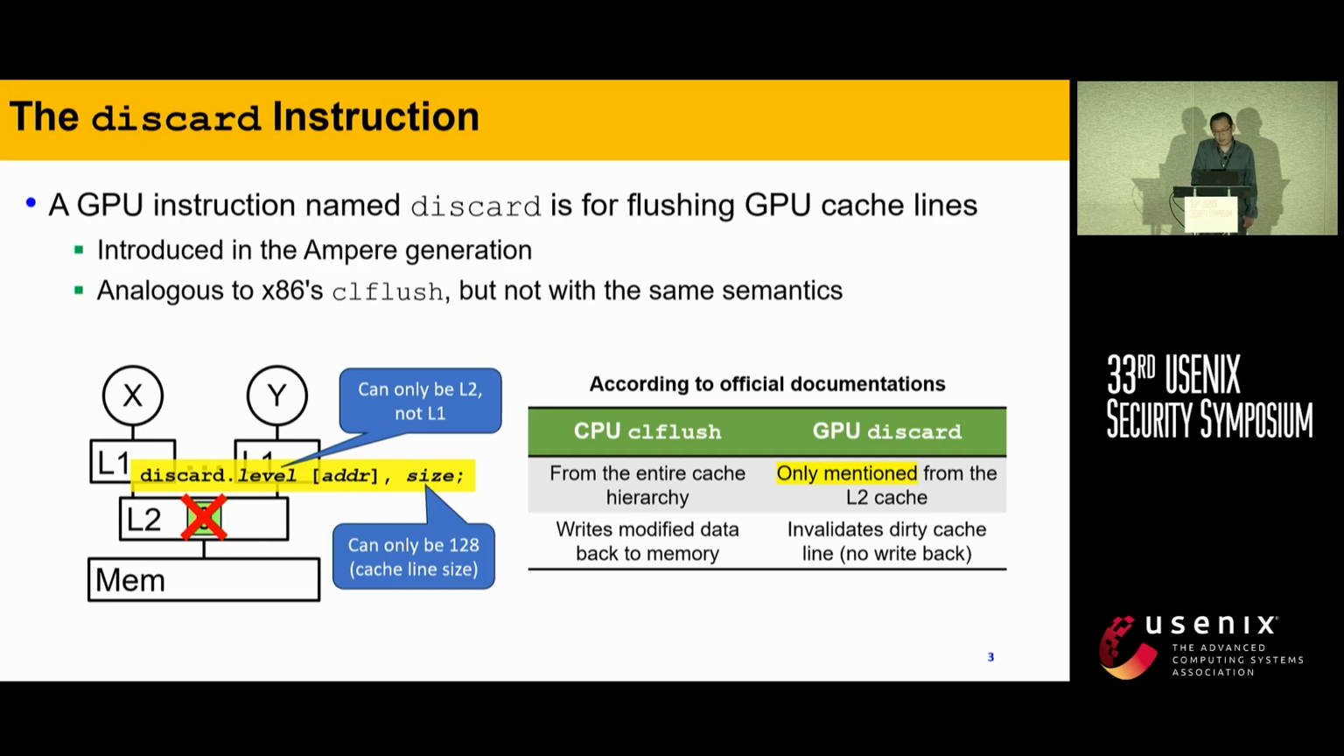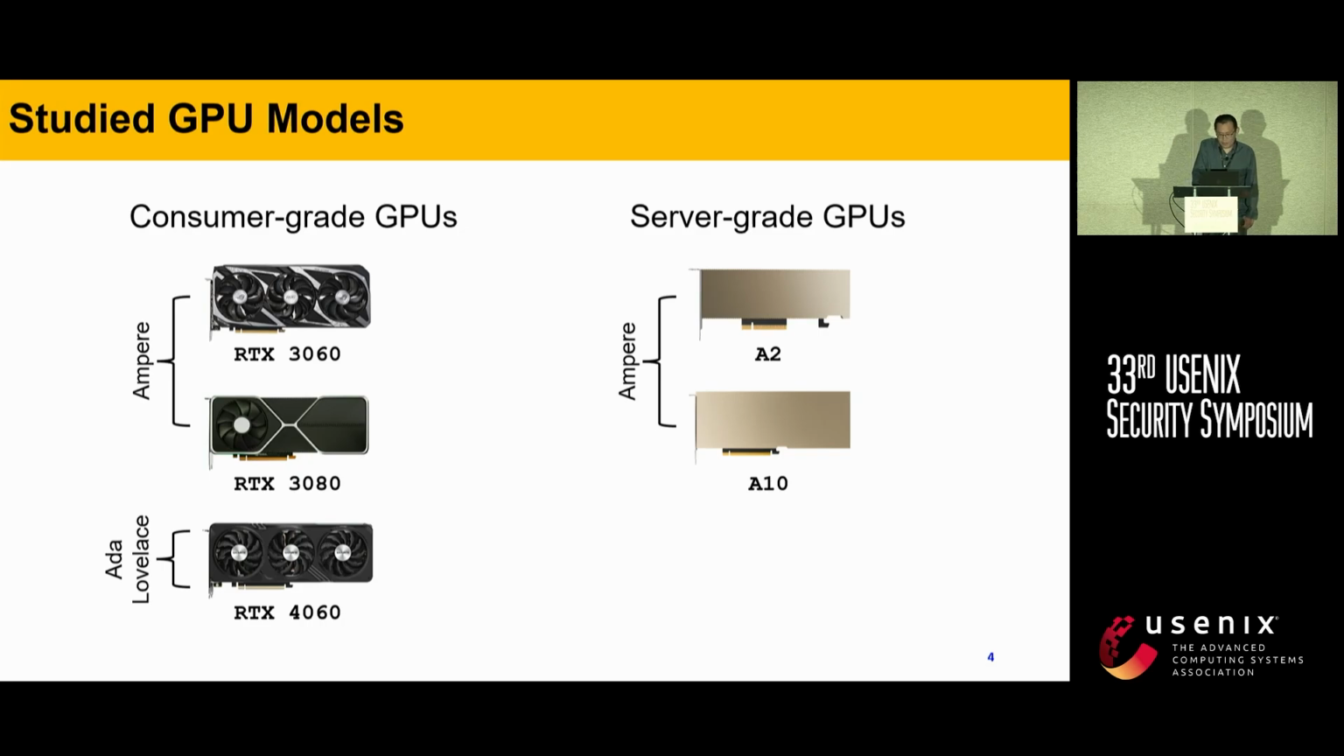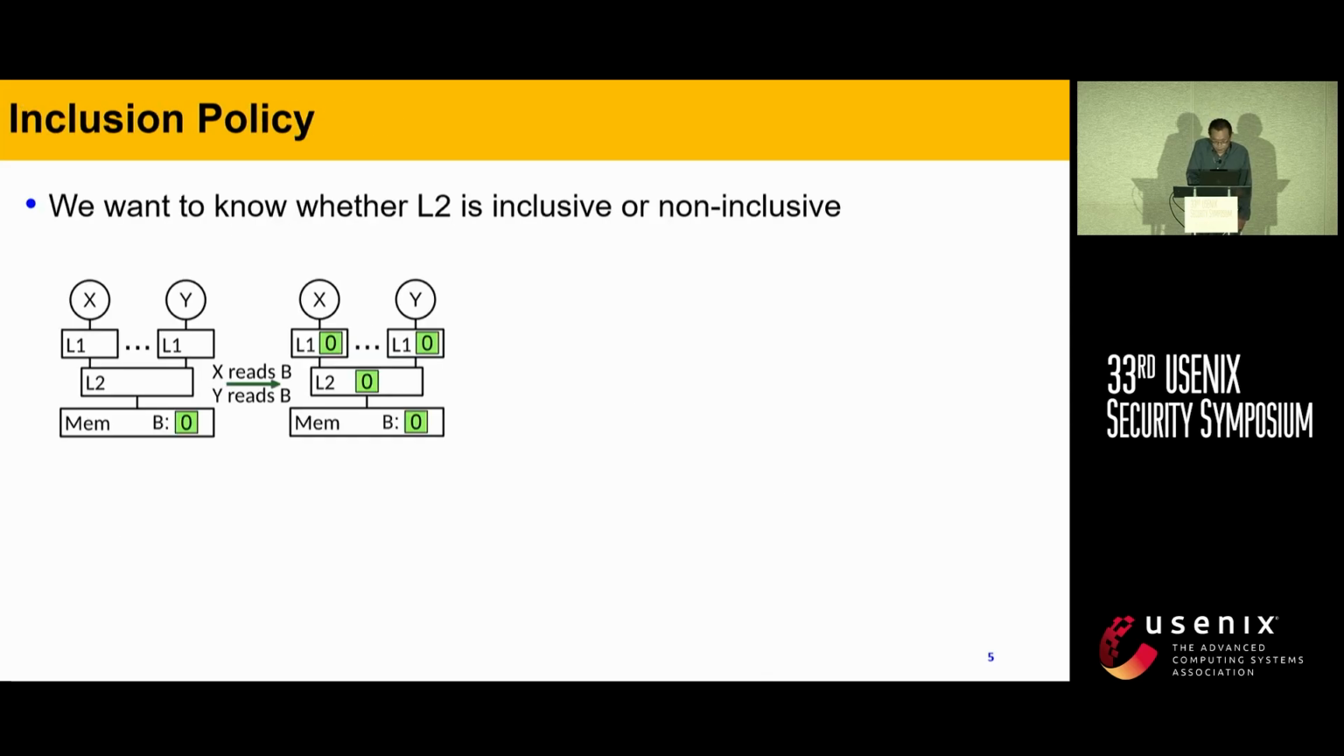The discard instruction is similar to the x86 clflush, but with slightly different semantics. According to their respective documentations, clflush removes the cache line from the entire cache hierarchy, but discard is only mentioned to remove the cache line from L2, which is the last level cache. Second, clflush writes dirty cache lines back to memory, but discard does not write any data back to memory, even if the cache line is dirty. For our study, we use the following 5 very recent GPUs, covering both consumer-grade and server-grade models.